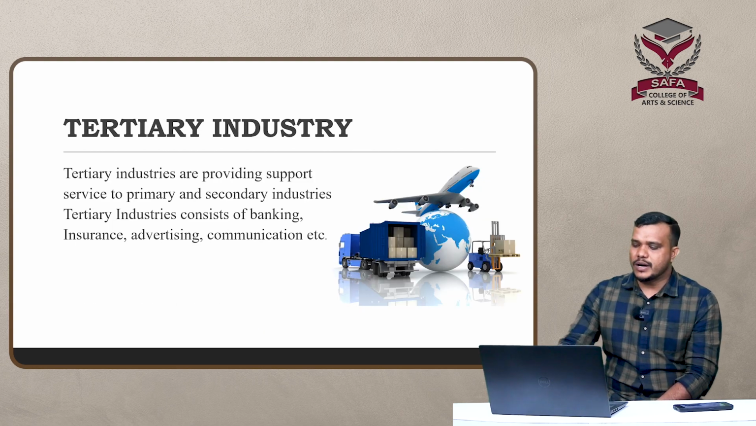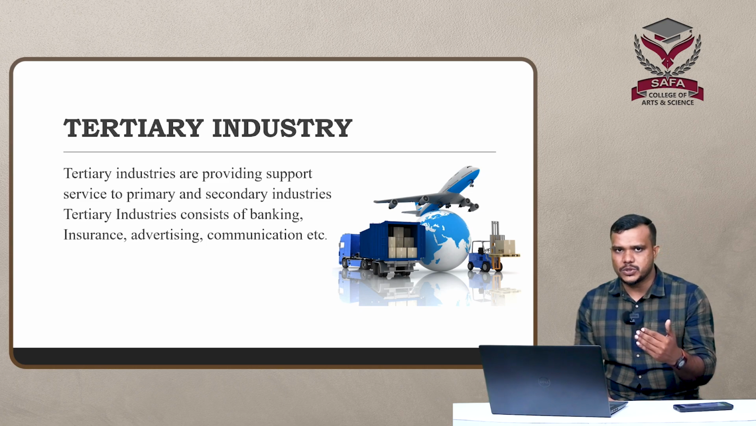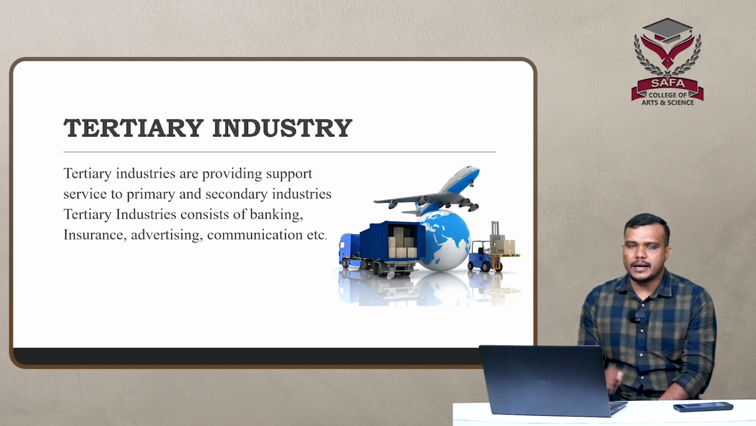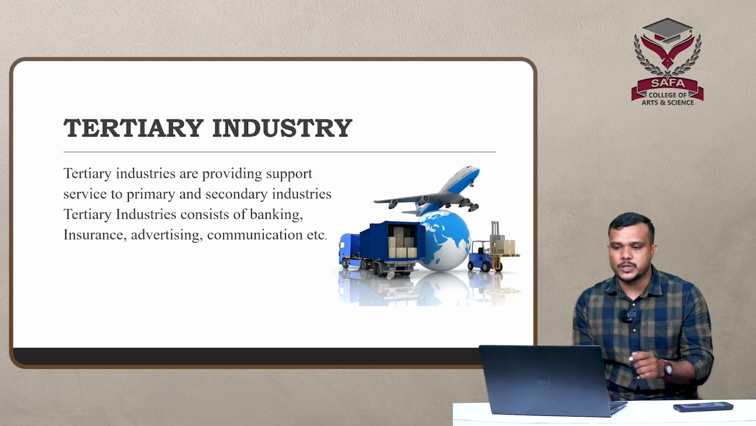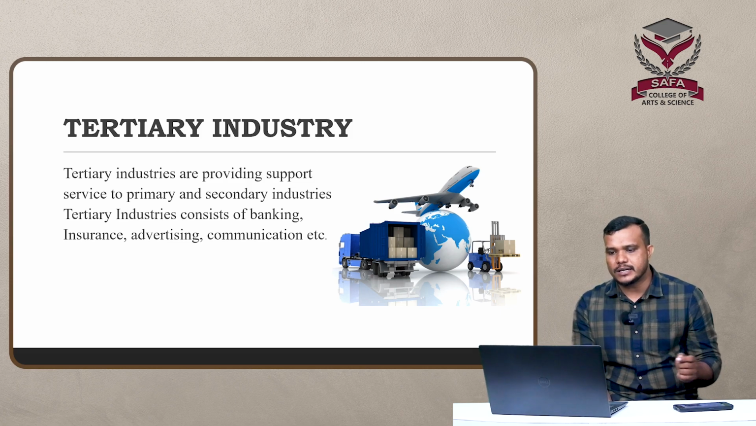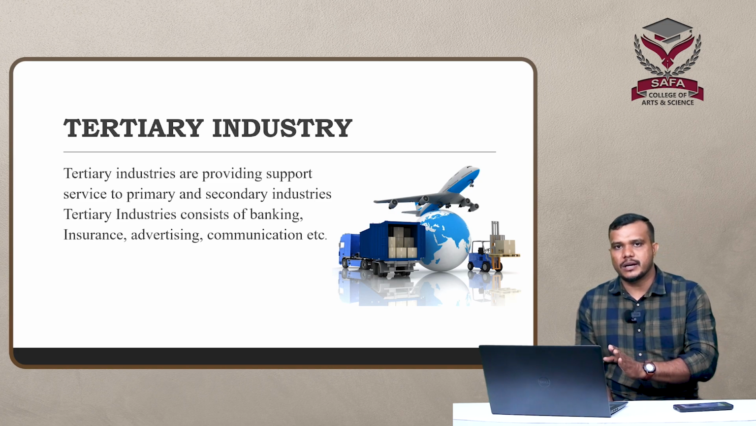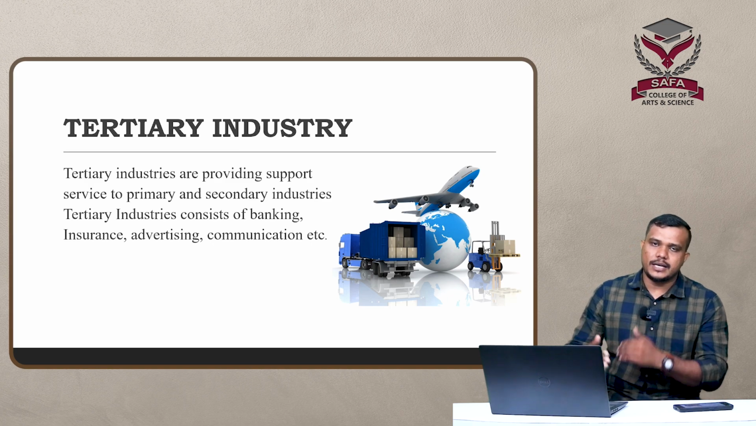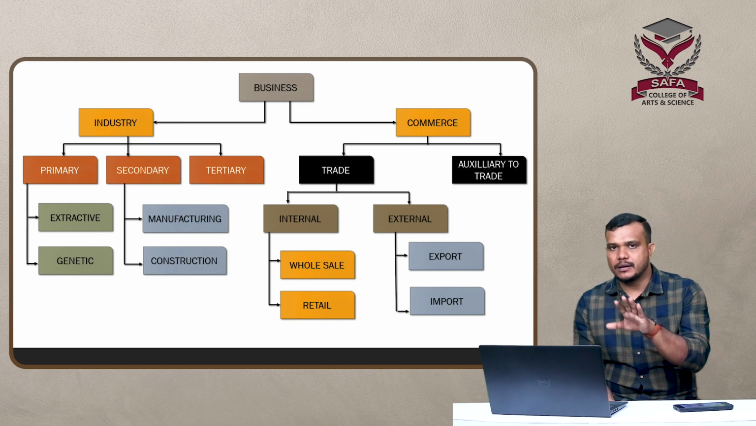So here we can look at what tertiary industry is. A lot of services are available to primary industry and secondary industry for the smooth working of these industries. That industry is called tertiary industry. Tertiary industries provide support services to primary and secondary industry. Tertiary industry consists of banking, insurance, advertising, communication, etc. The smooth working of primary industry and secondary industry is concerned with other services like banking and insurance. These services are provided by tertiary industry. So these are the major classifications of industries.